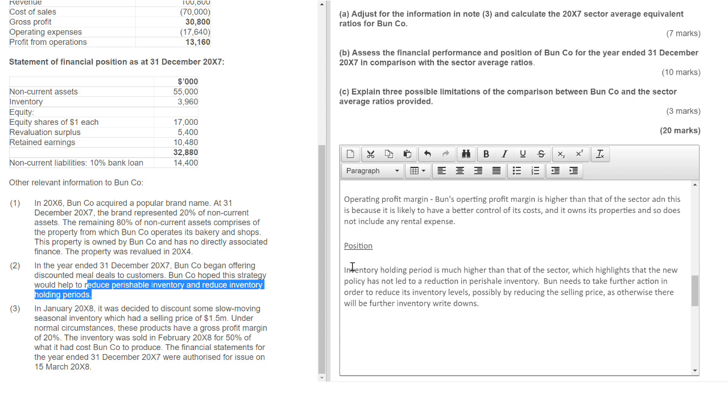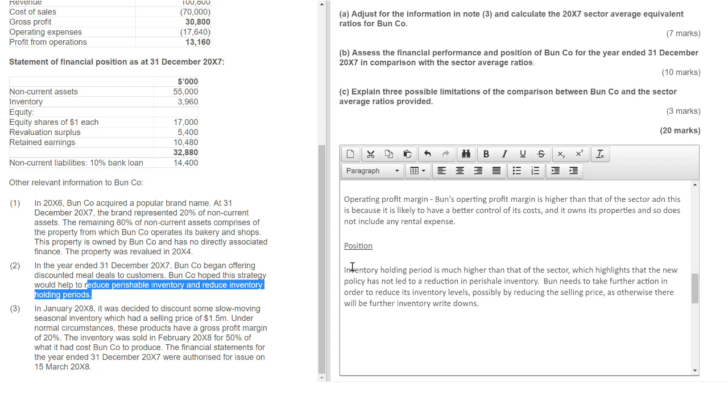So again, I haven't done anything fancy. I've just stated what we have with regards to our comparison to the sector. What is that showing us? Link back to the information in the question. They wanted to reduce the perishable inventory. How are they going to change that? Well, they need to get rid of the inventory quicker. How do you get rid of inventory quicker? You sell it quicker. How do you attract customers to buy the inventory? Reduce the prices. And if you don't, there's going to be future impacts on the profitability, aren't there?